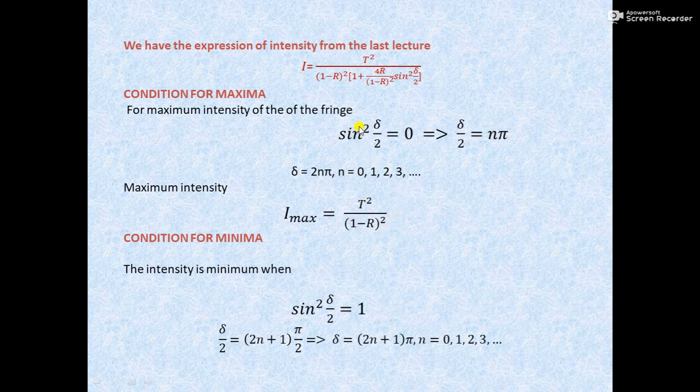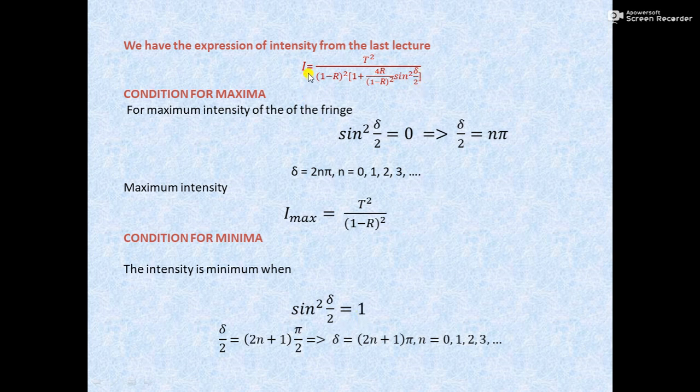So, the condition to get maximum intensity is that sin square delta by 2 must be equal to 0, which gives delta is equal to 2n pi, where n varies from 0 to 1, 2, 3 and so on. So, we got the expression for maximum intensity. And the condition for minima: the intensity should be minimum when this term is the larger one, when sin square delta by 2 is equal to 1.